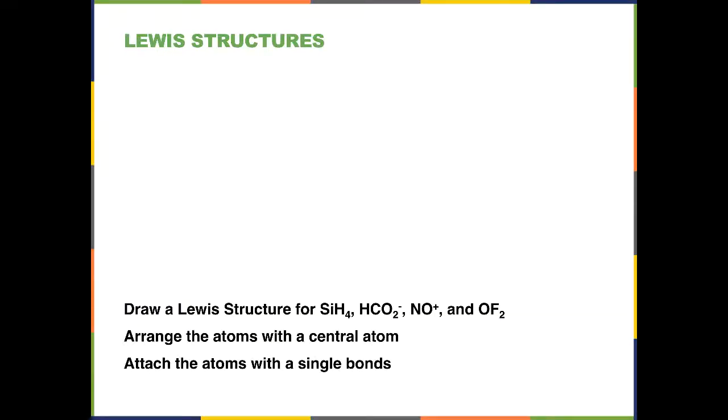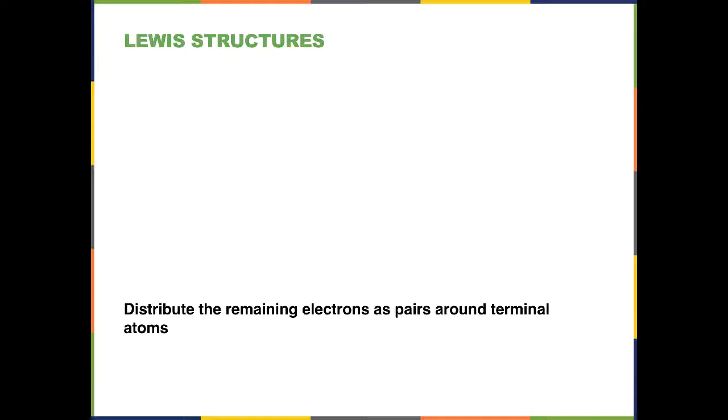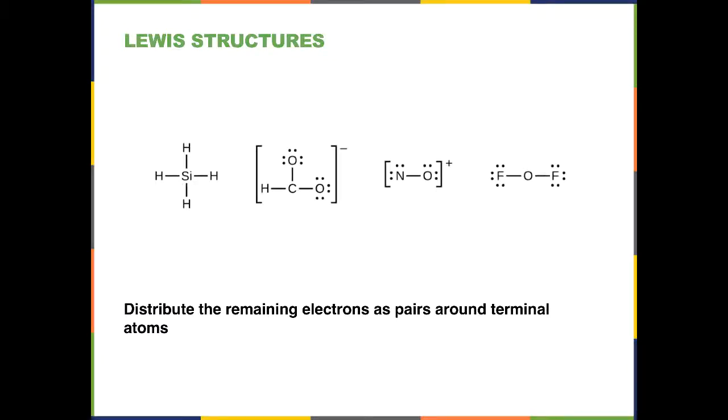And this is the kind of thing you'll have to do on a quiz or a test. So you start out, as I said, attaching each of these with a single bond. Then the next step is to distribute the remainder as pairs around terminal atoms. Now, the first one on the left here didn't have any remaining. The second one is what I did where I just put all the remaining 12 around the outside of the oxygen. The problem with that is you're left with the carbon having only 6 instead of 8.